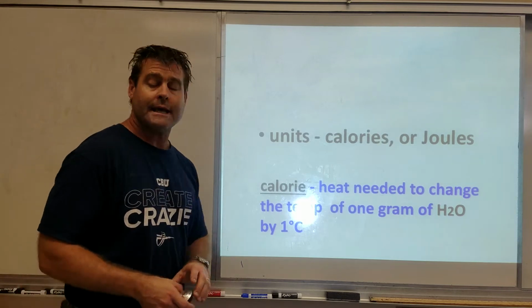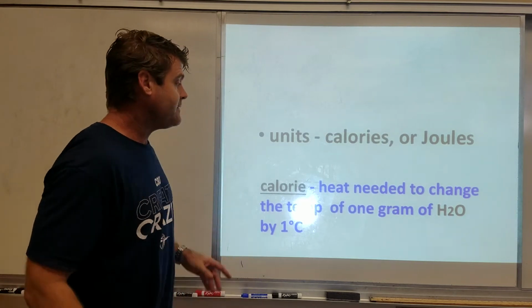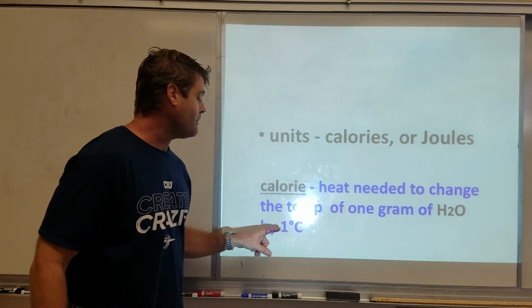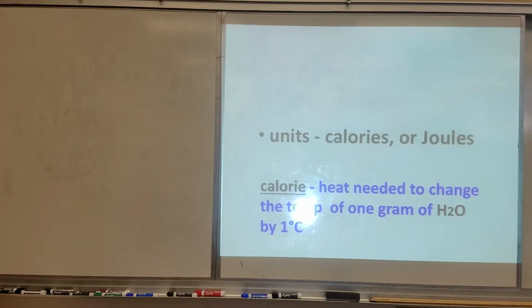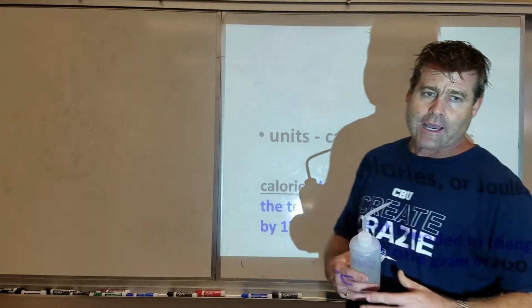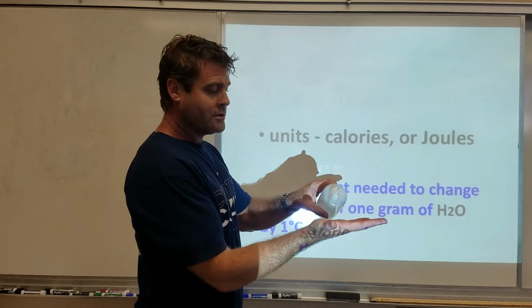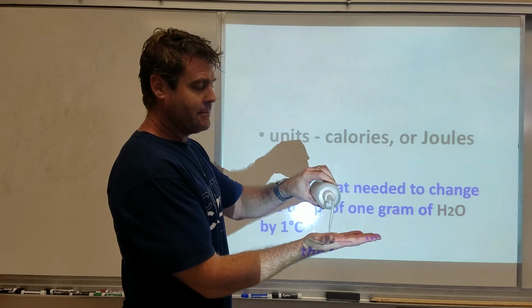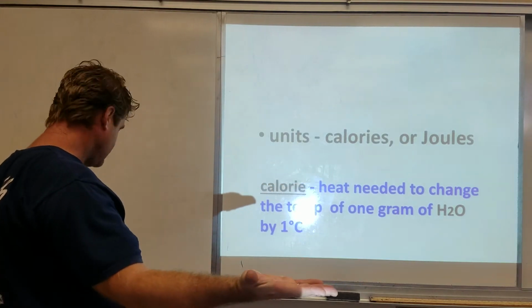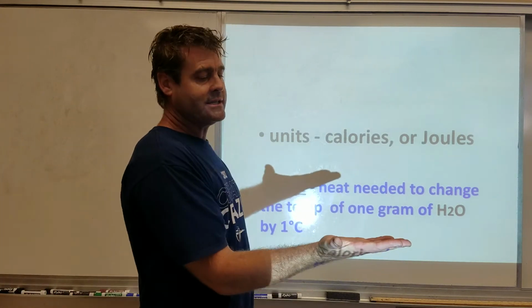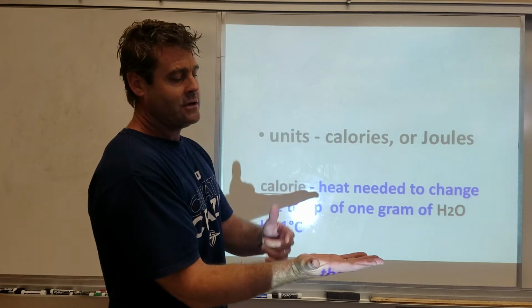So here's what a calorie is defined as. A calorie is defined as the heat needed to change the temperature of 1 gram of water by 1 degree Celsius. So what we're saying here is, if I got 1 gram of water, I'll remind you guys, 1 gram of water is 1 milliliter of water, so I'm going to just get about a milliliter of water. So you guys can see, I put a milliliter of water in my hand. You guys can't really see it here, but it's not much water. Obviously, you guys know what's happening. Heat's going from my hand into the water.